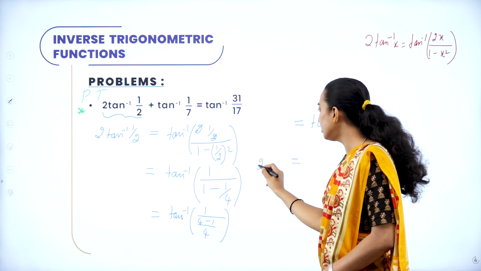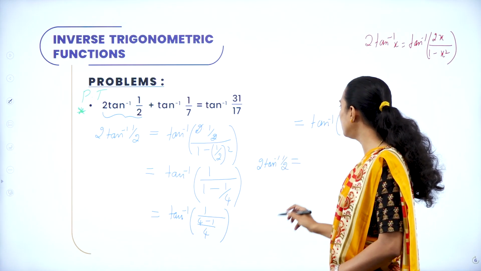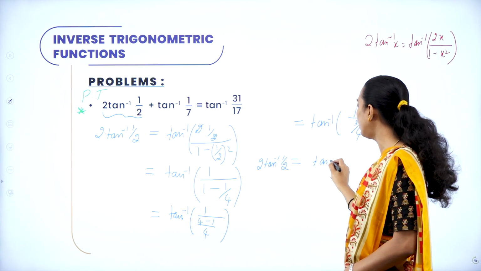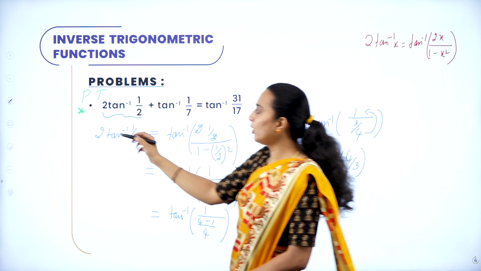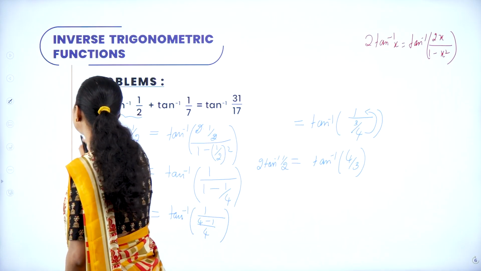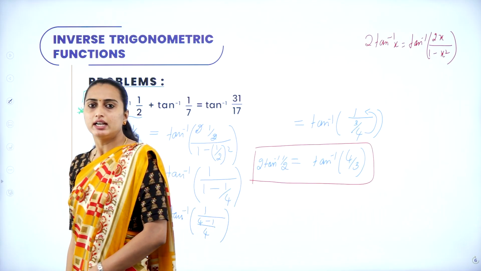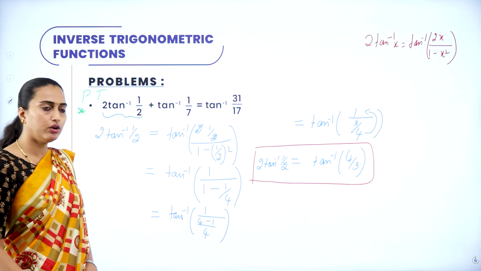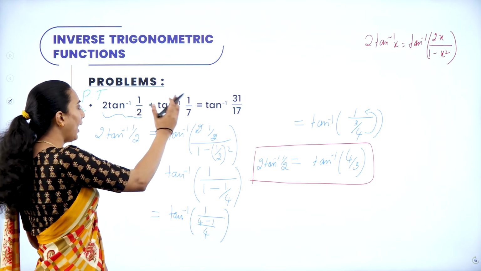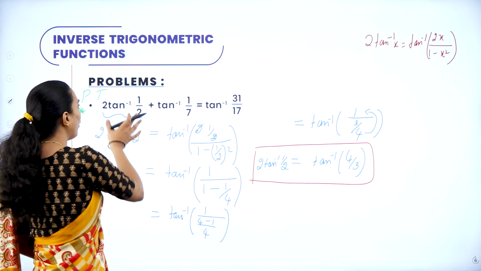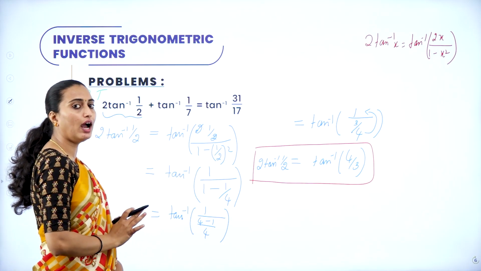So 2 tan inverse 1 by 2 can be written as tan inverse of 4 by 3, correct? This is very important. For this I am going to substitute: 2 tan inverse 1 by 2 can be substituted as tan inverse 4 by 3. If you want, you can do along with the problem by taking this plus sign also. Left hand side I am taking, I am going to prove the right hand side. Just for your sake, of how it will be converted, I have shown you. But this step you have to follow in your examination.